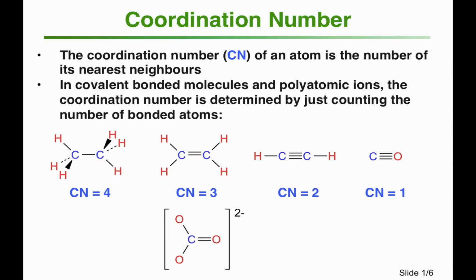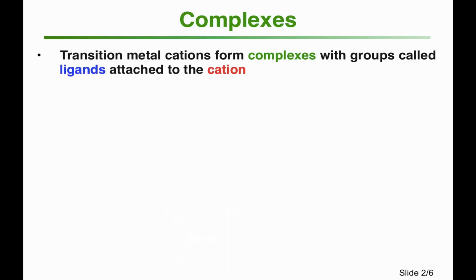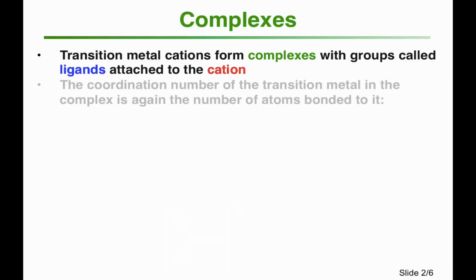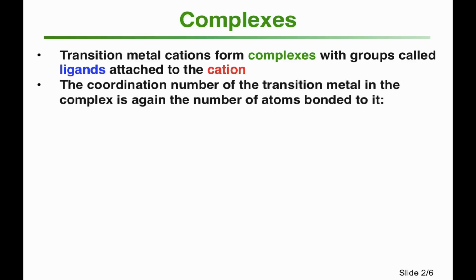The carbon in this carbonate ion is bonded to 3 oxygens, so it has a coordination number of 3. Transition metal cations form complexes by bonding to groups called ligands. The coordination number of the transition metal of the complex is again simply obtained by counting the number of bonded atoms. So this vanadium is bonded to 4 bromines, coordination number is 4.